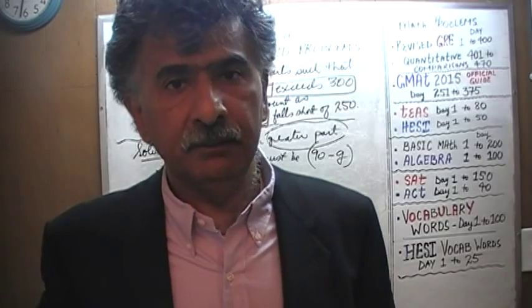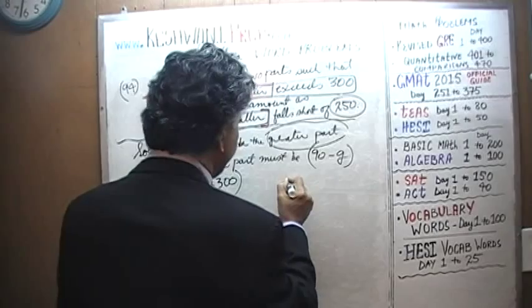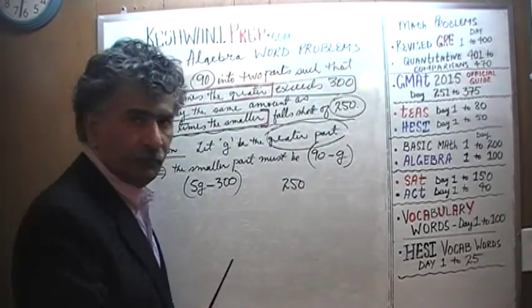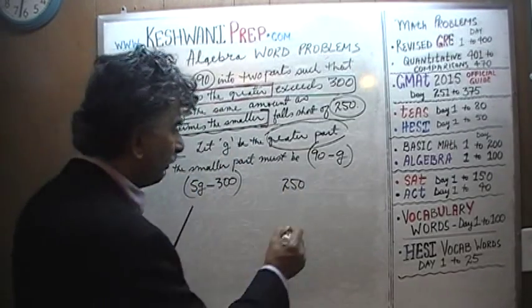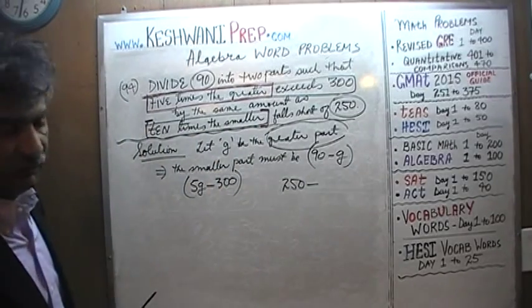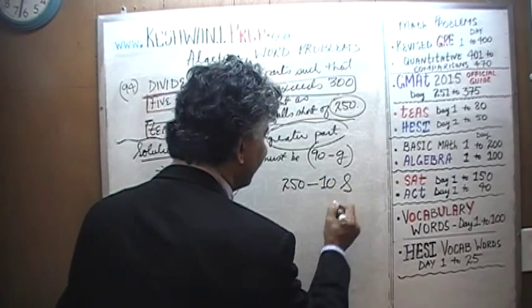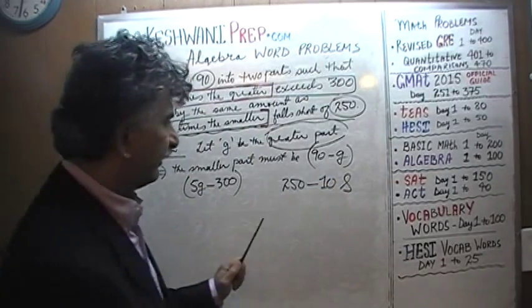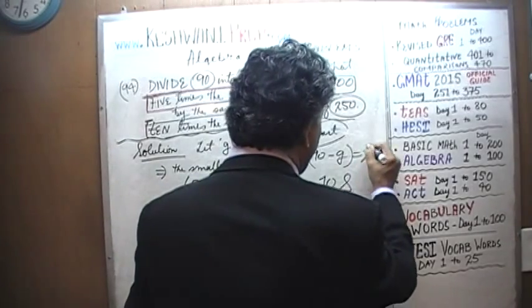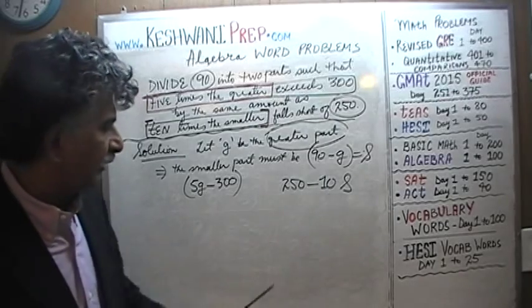How did you find 10? You took your 250 and you subtracted this amount, the smaller part. Except here, it is not the smaller part, it is 10 times the smaller part. So 10 times S, the smaller part. We'll get to that in a second, but we know what the smaller part is. The smaller part is right here, 90 minus G. We'll make the substitution in a second.